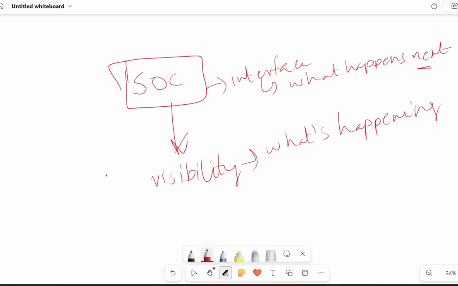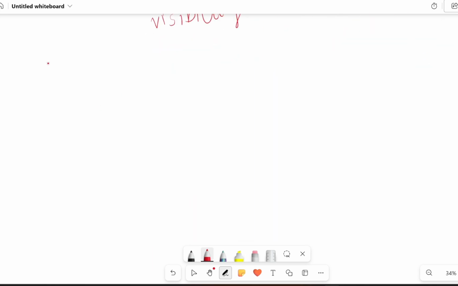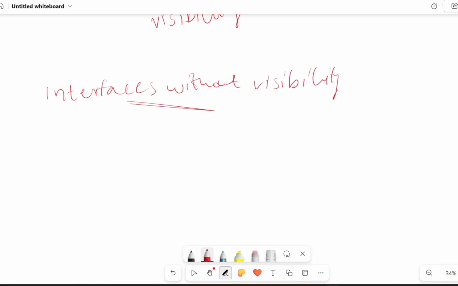So let's put everything together. Visibility tells us what's happening. Interfaces determine what happens next. Visibility without interfaces means we have the problem, but can't act. Interfaces without visibility means we have teams ready to respond, but nothing to respond to. This is what a SOC actually looks like.